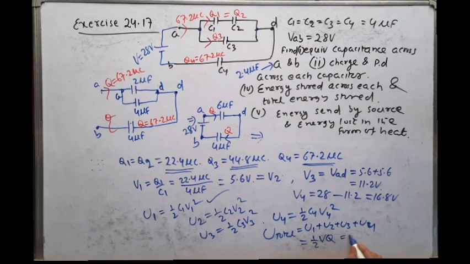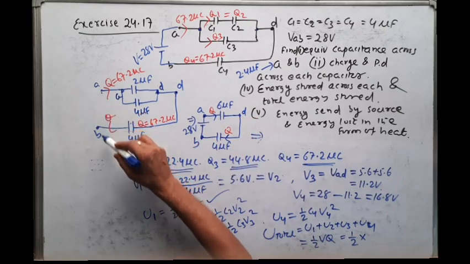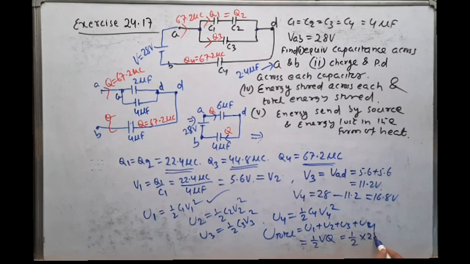So half V. What is V? V is equal to the total supplied voltage, that is 28 volt. What is the total charge Q? Total charge Q is equal to 67.2. So now calculate this, you will get the total energy stored. This total energy stored must be equal to U1 plus U2 plus U3 plus U4. I am just giving hints, you just calculate.